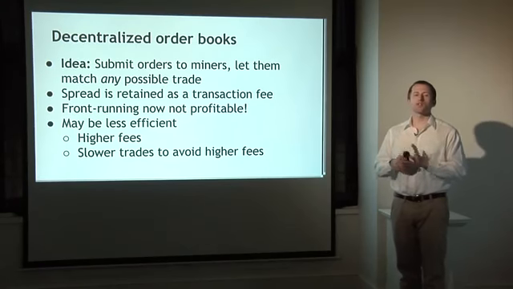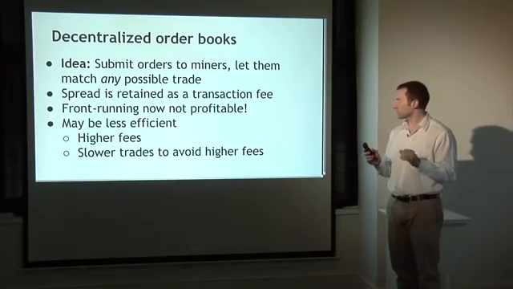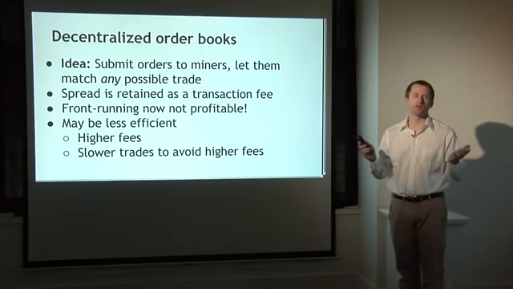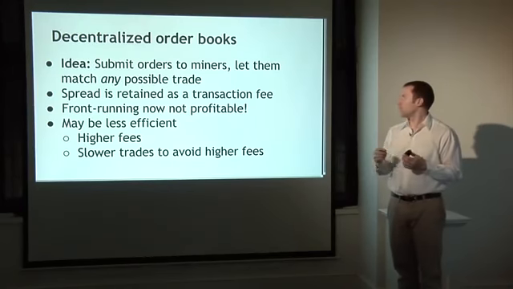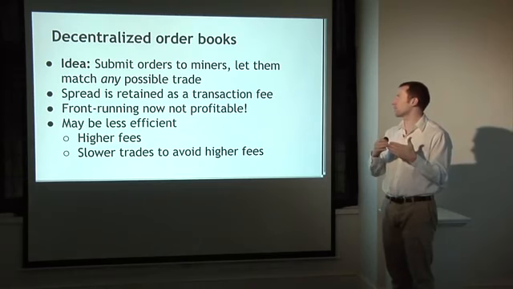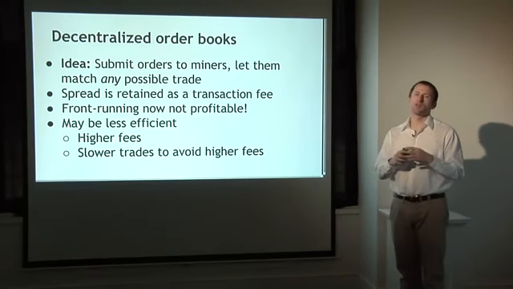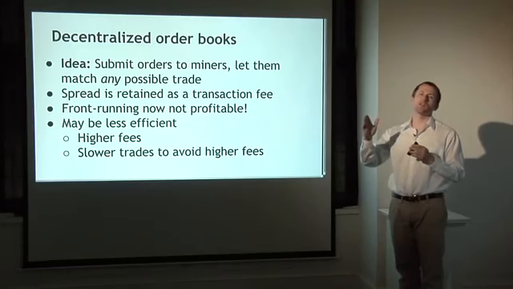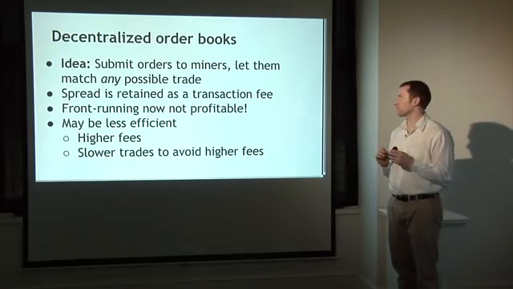So in a decentralized order book, we're not going to be able to have strong legal enforcement like that. But there's a clever idea, which is to just forget about front running and say, instead of having front running be a bug or a crime, we're just going to have it be a feature. And the way to do that is that everybody can submit orders to miners, and the miners can match any possible trade. And instead of splitting down the middle, the miner actually keeps the entire spread as a transaction fee.